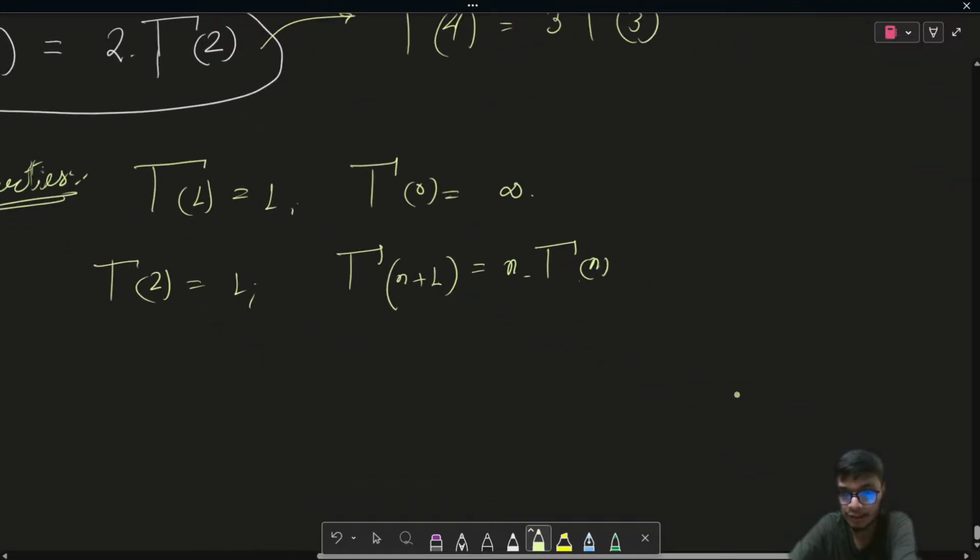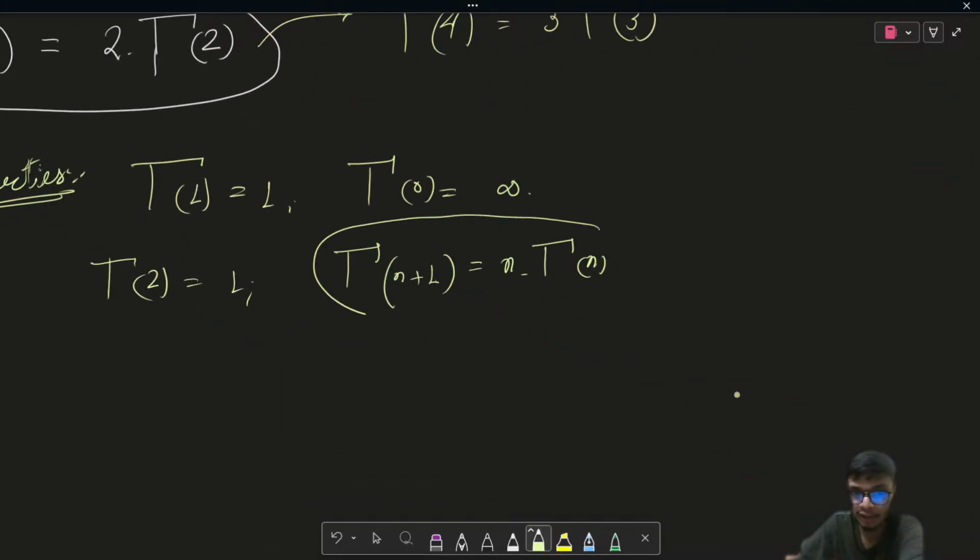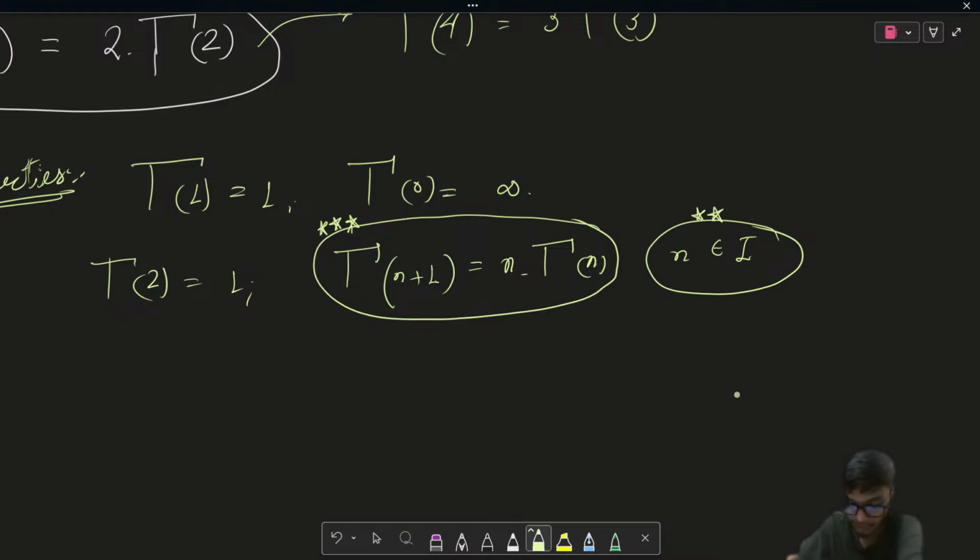Now this is a very crucial result whenever you have n as an integer. So with this particular property, I hope this gamma function is clear to all of you. Is this gamma function clear to all of you? Please let me know.